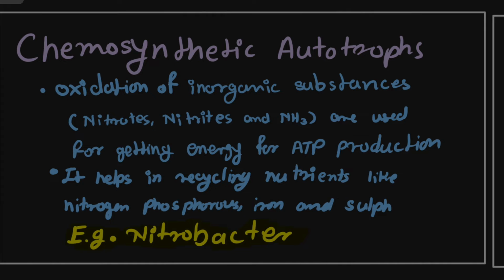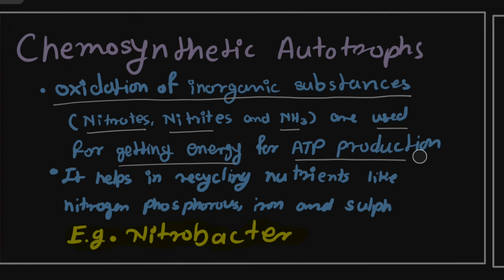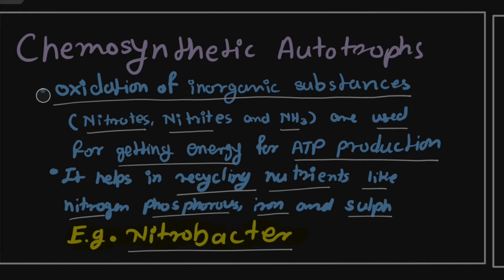Then chemosynthetic autotrophs. These bacteria are doing oxidation of inorganic substances like nitrate, nitrite and ammonia to get energy for their ATP production. They help in recycling nutrients like nitrogen, phosphorus, iron and sulfur. Example is nitrobacter. From this paragraph, a statement based question can be made. Like here they can change the oxidation to reduction and inorganic to organic substances. So you need to remember that.